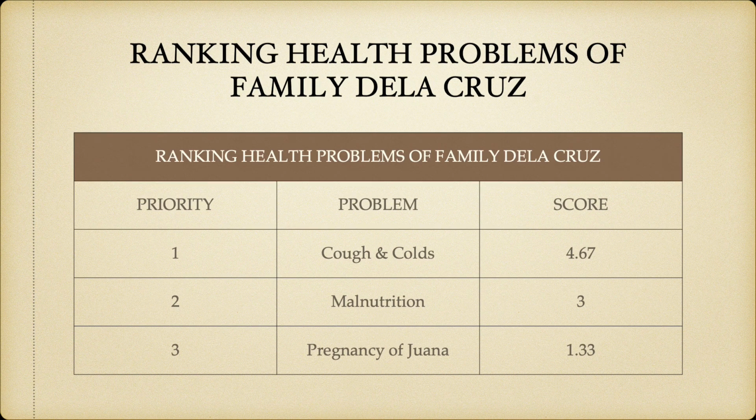So the ranking of health problems of the family de la Cruz, this is just an example, okay. Granting that we did already the computation for the rest of the family's problems noted, then we have to prioritize them according to scores. So, suppose these are the top 3 problems of the family de la Cruz, we rank them from highest to lowest scores, 5 being the highest.